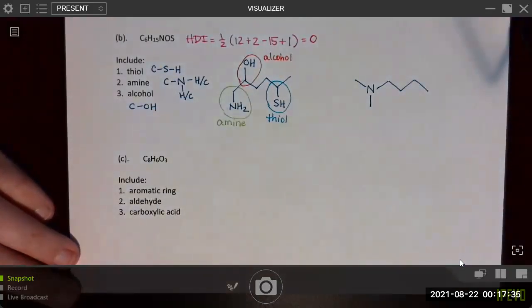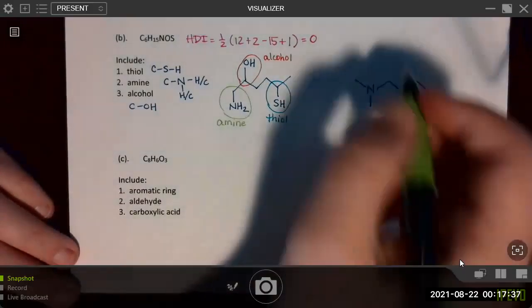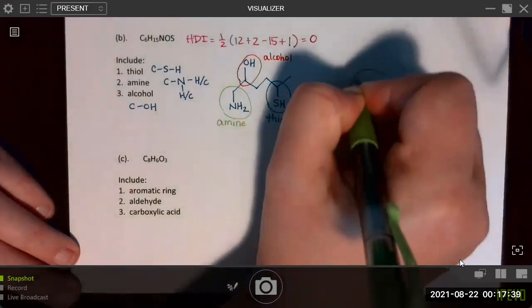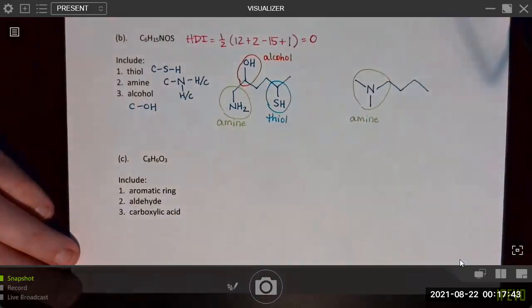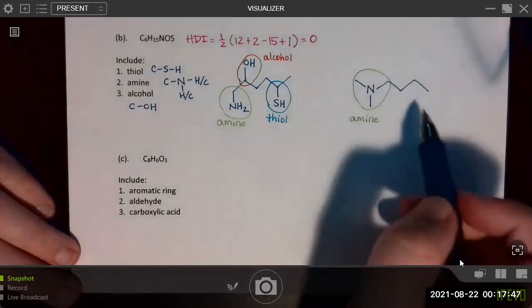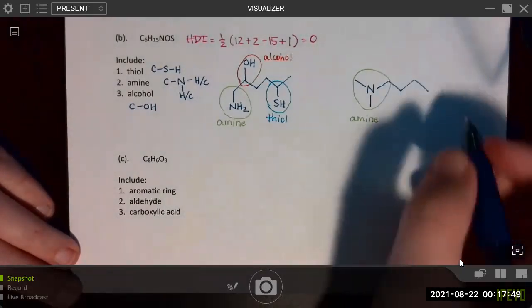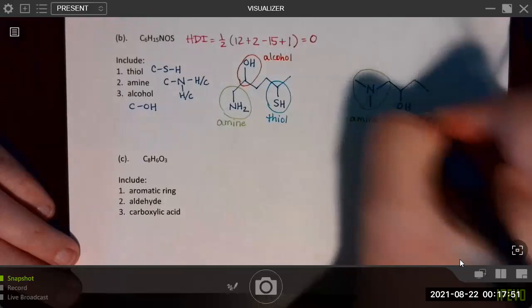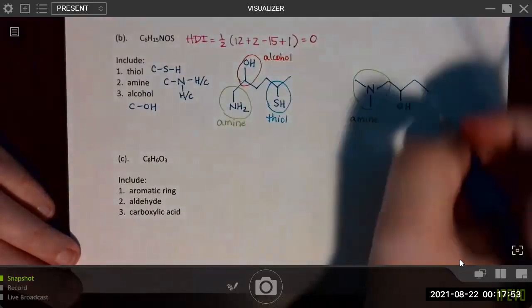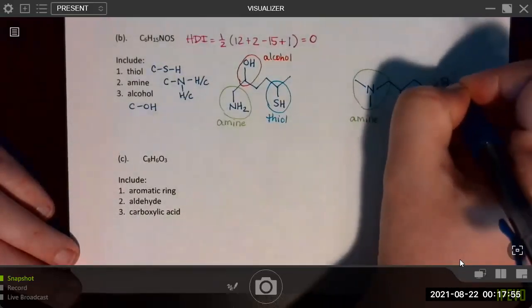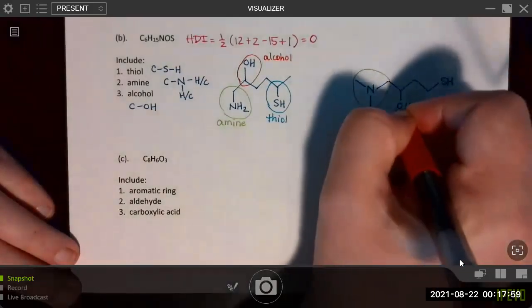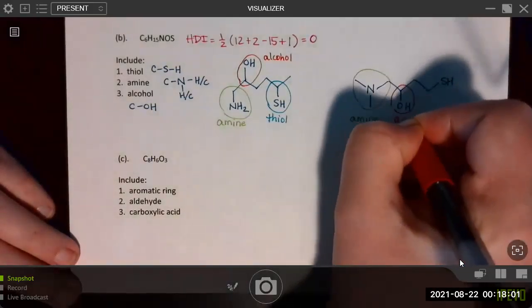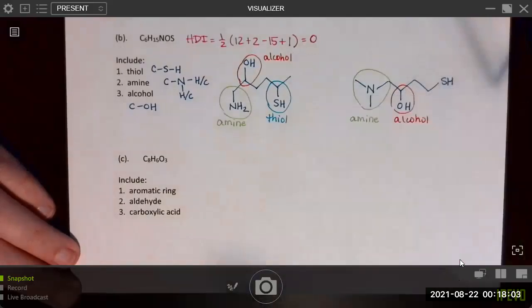That's a possibility. This is still an amine. This is still an amine. So now we just need to add the thiol and the alcohol. And we could add those anywhere. Try to space them out is all I would say, because that's a more likely structure. Thiol there. Alcohol.